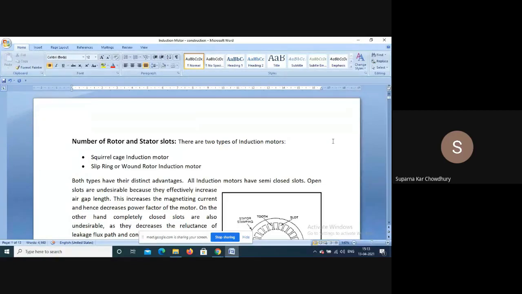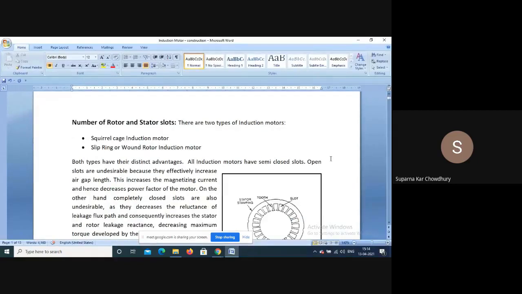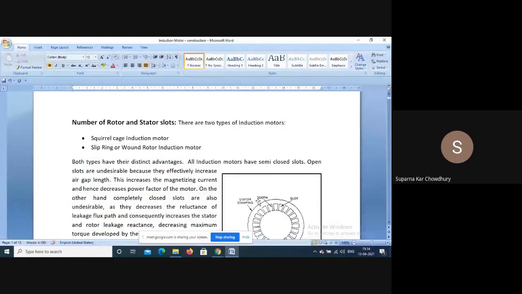So, we will discuss the construction of the induction motor shortly. But basically, we have seen that we have two types of three-phase induction motor, depending on its rotor construction: the squirrel cage motor and the wound rotor motor. Both have their distinct advantages and disadvantages.